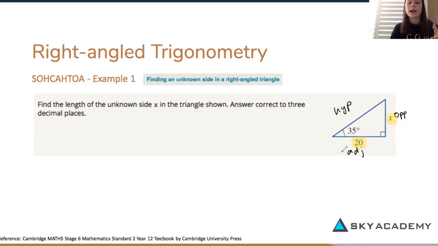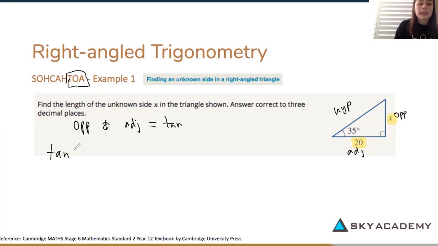So I know that opposite and adjacent is going to equal tan. Tan here is the only one with opposite and adjacent in its little formula. So, sine is opposite and hypotenuse, and cos is adjacent and hypotenuse. And so tan is the only one with opposite and adjacent. So I'm going to use tan theta equals opposite over adjacent.